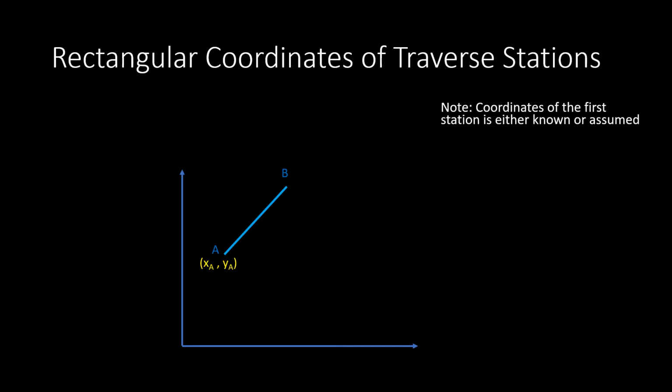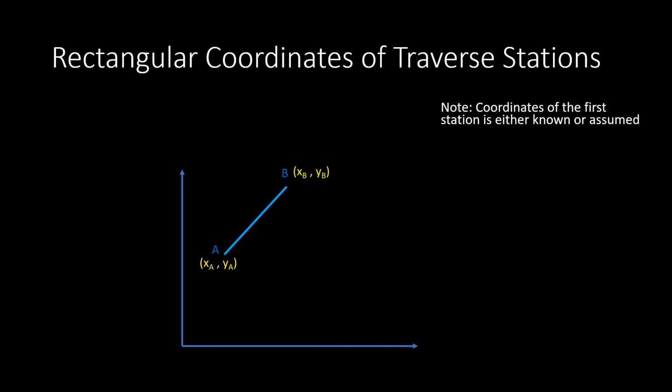Let us now extend our discussion in the context of surveying, more specifically for a traverse. So we have course AB and the coordinate axes. A is the starting station with coordinates x sub A, y sub A. The coordinates of point A are either known or assumed. It may start at the origin or at any other point in the plane. So let us assume that the coordinates of A are x sub A and y sub A.